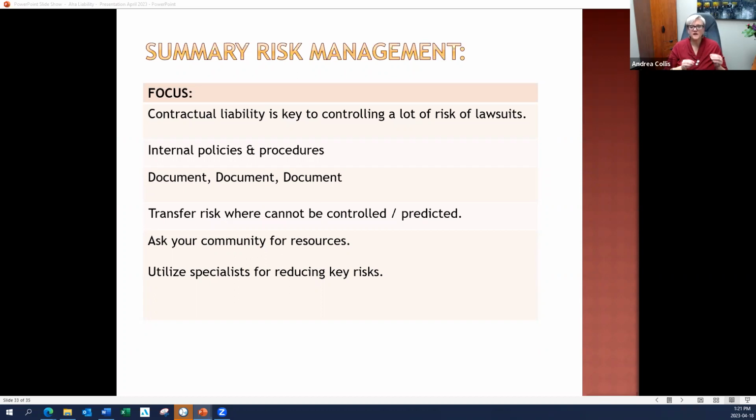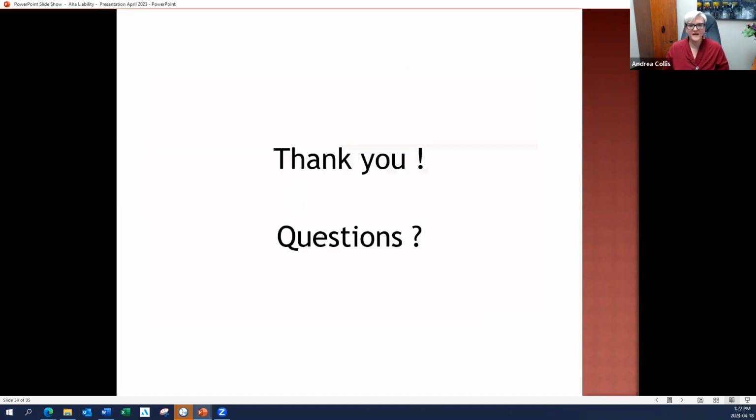I know I've said that three times. There's a reason for that. We have a lot of resources. And finally, utilize specialists where you can, especially in the more key areas like employment practices and your contractual liability. You don't have to use them all the way. You can come up with the basis of what you need and then run it past them so you can control your costs. And that is it. Thank you.